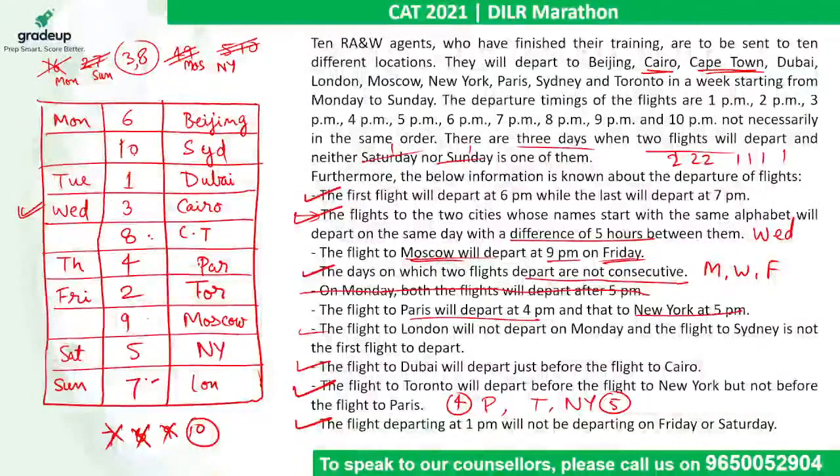Now 10 p.m. is done. So which last flight is left? 9 p.m. is the last possible flight. So if 2 flights are flying on Friday, 9 p.m. cannot be the first one. So obviously that will be the second one.